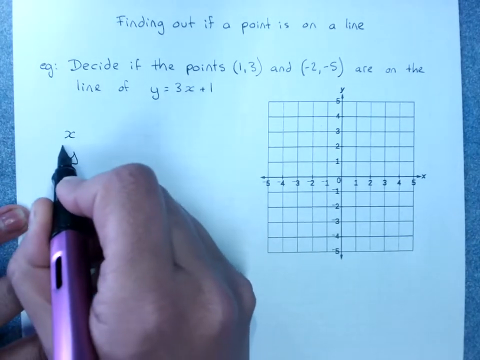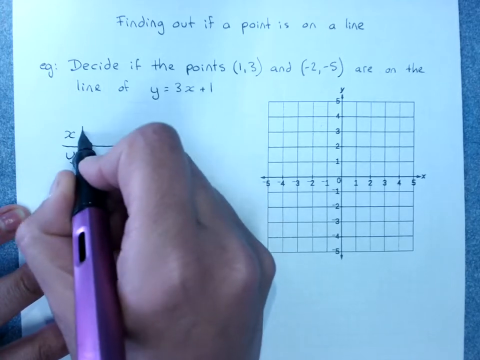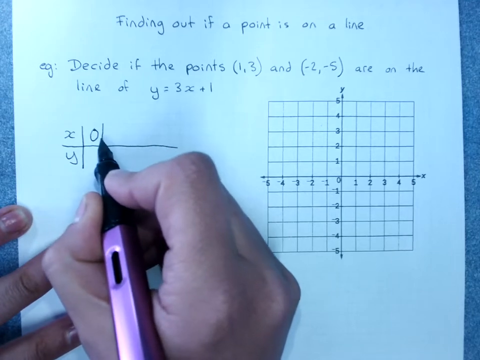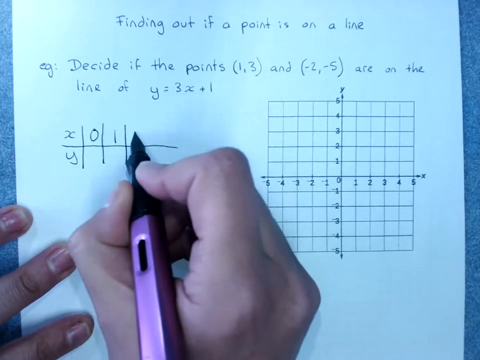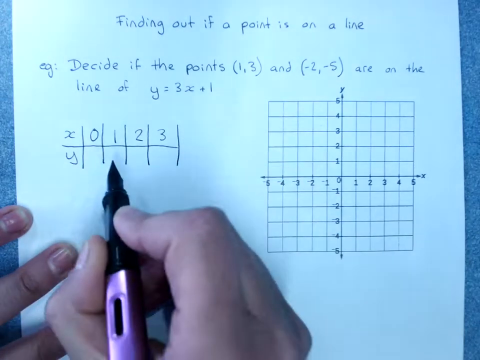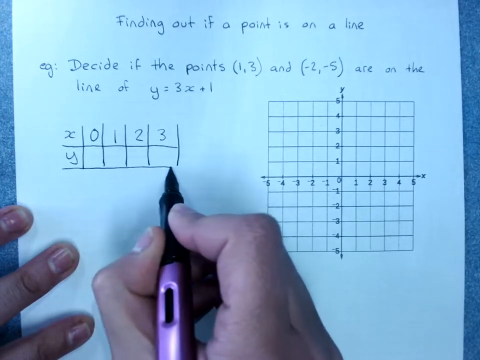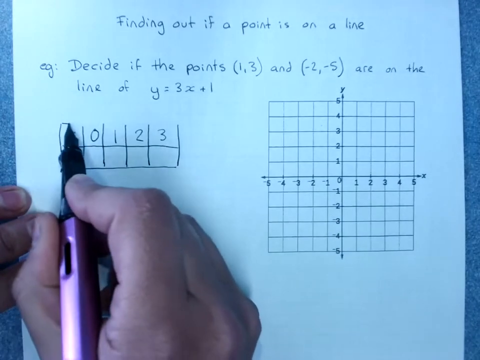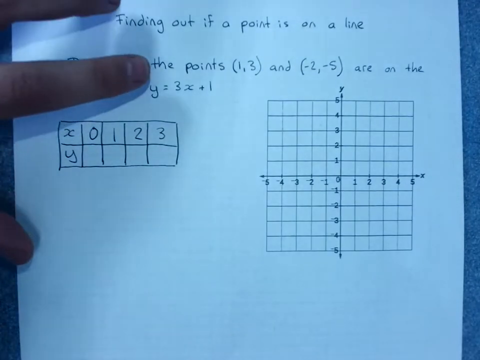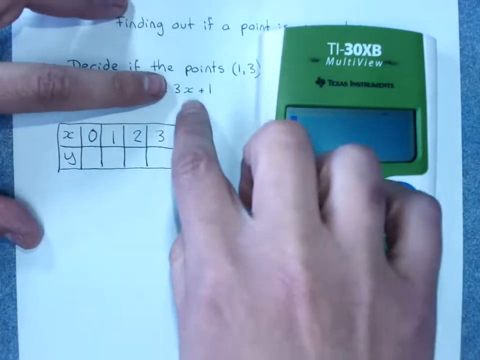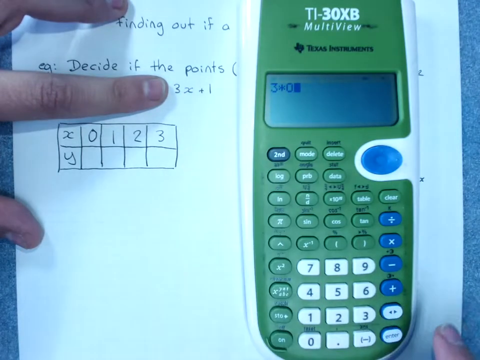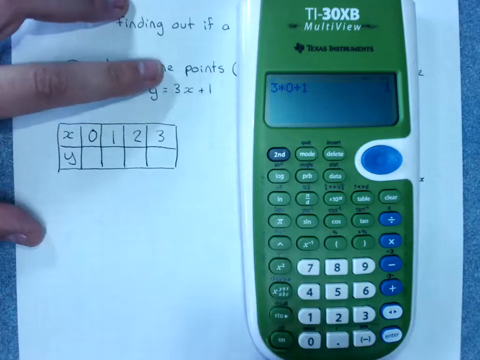So if I want to graph a line, you'll remember I draw a table of values, and always make sure you've got x is 0, and then a couple more points like that. And there's our table of values. Now, practice graphing a line. If x is 0, let's do 3 times 0 plus 1. So it's 1, quite obviously.